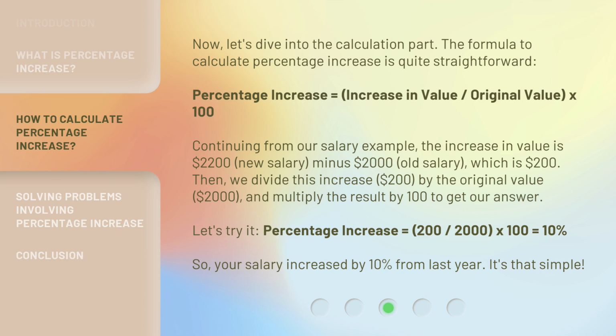Then, we divide this increase, $200, by the original value, $2,000, and multiply the result by 100 to get our answer. Let's try it. Percentage increase equals 200 over 2,000, times 100, equals 10%. So, your salary increased by 10% from last year. It's that simple.